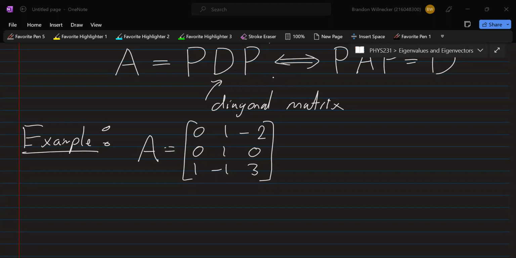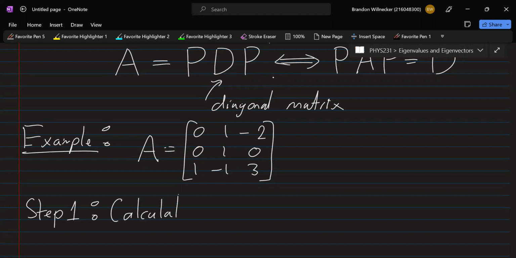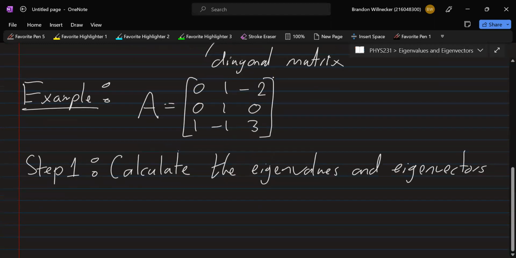Step 1: calculate the eigenvalues and eigenvectors of A. I'll leave that as a homework problem, but we end up with the following.